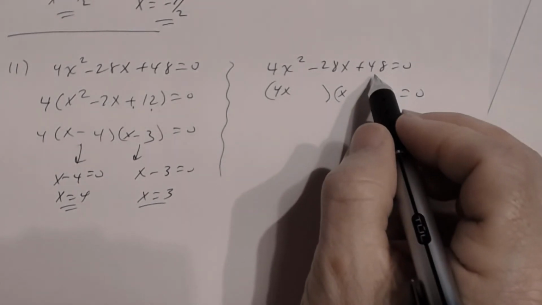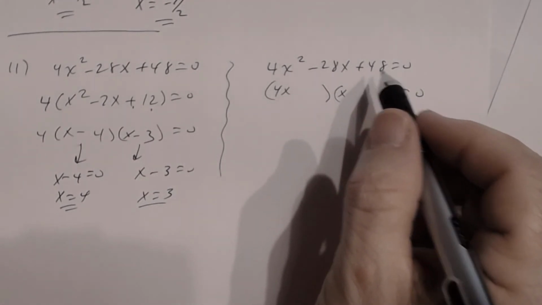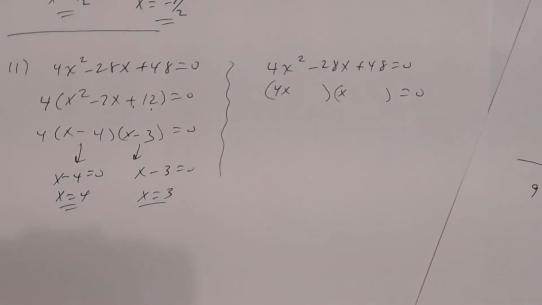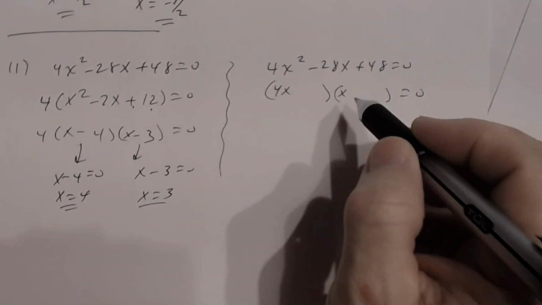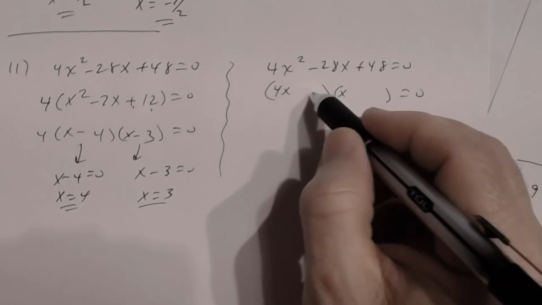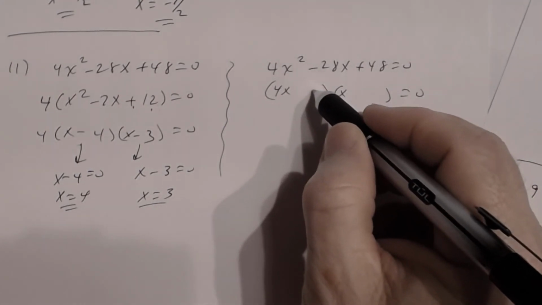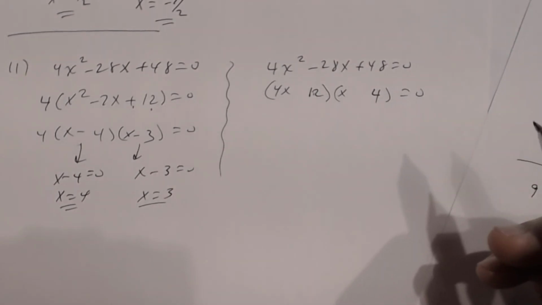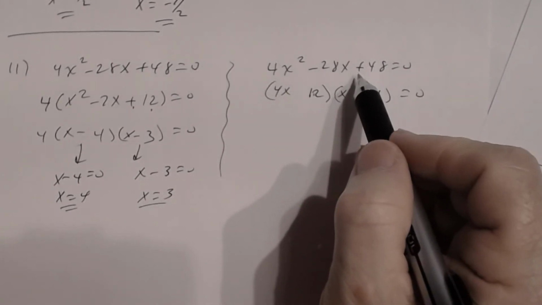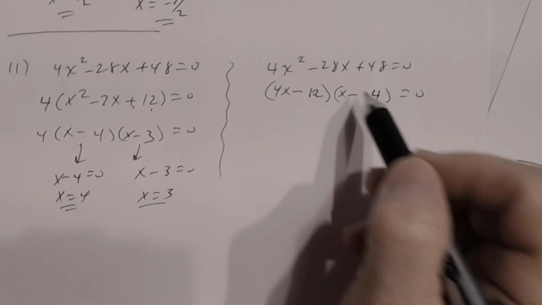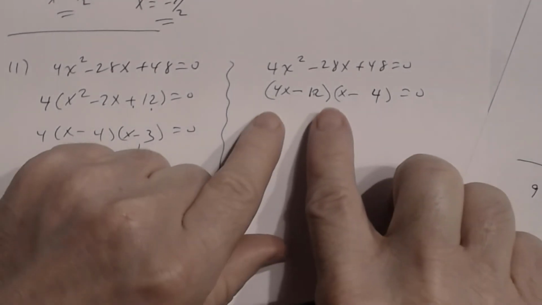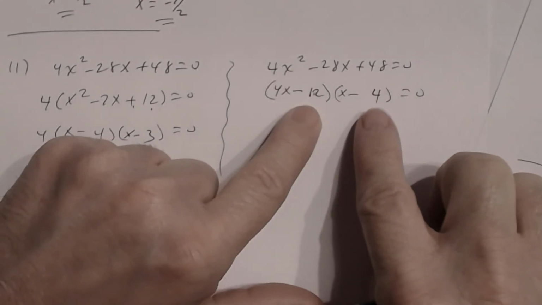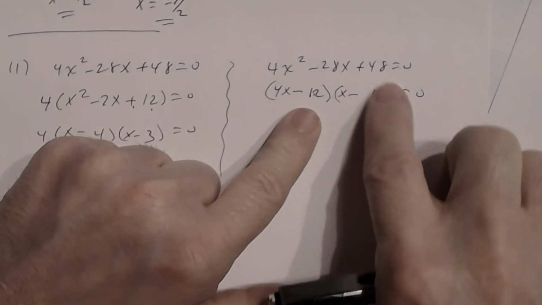Then for 48, there are several possibilities. Let's try 12 and 4. So let's put the 12 here and the 4 here, okay? The last sign's positive, so that means both of those signs are the same, they're both negative. Now let's double check. 4x times x is 4x squared. Negative 12 times a negative 4 is a positive 48.